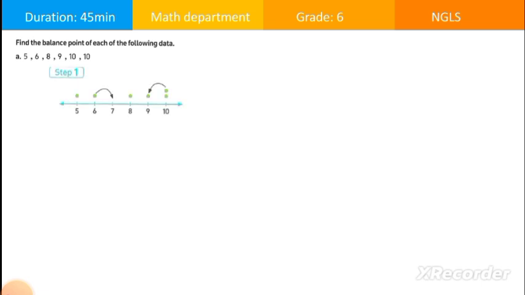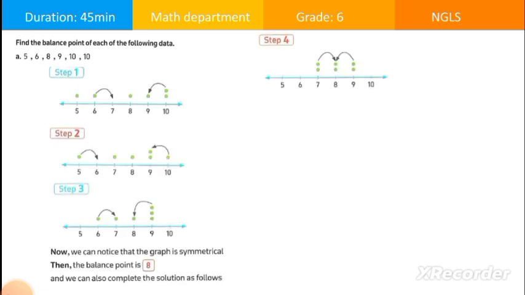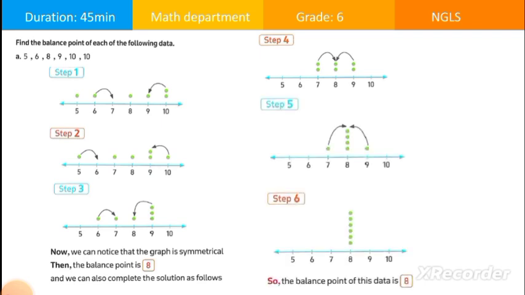find the balance point of each of the following data: 5, 6, 8, 9, 10, and 10. So, in the first step we draw 5, 6, 8, 9, 10, and 10. Second, we make a balance: 6 and 7, 5 and 6, and 10 and 9. To make a balance: 6 and 7, and 9 and 8, then the symmetric point is 8, or the balance point is 8.